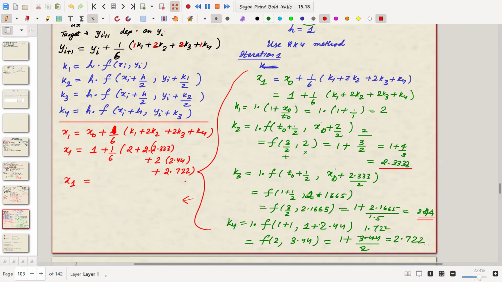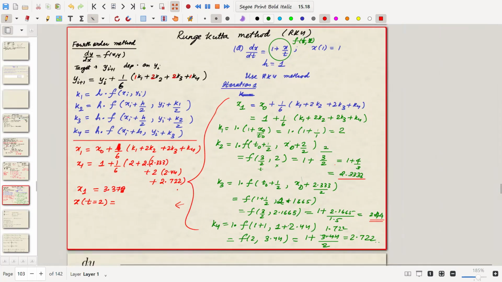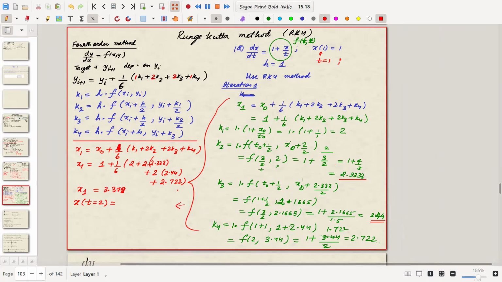What should be the value? 3.3798. Okay, fine. So this is how you got the value. So what is x1? x1 means x at t equal to 2. Because at t equal to 1, we have x equal to 1, and you have solved using h equal to 1.